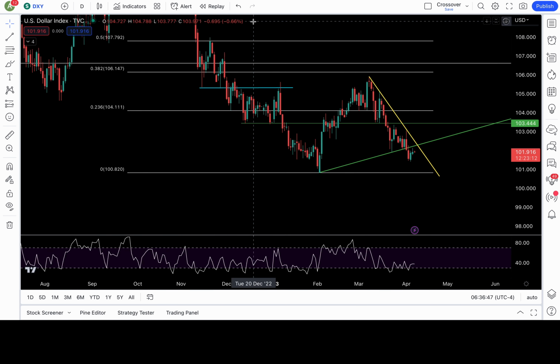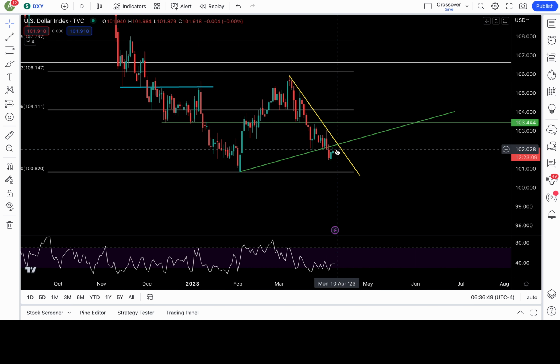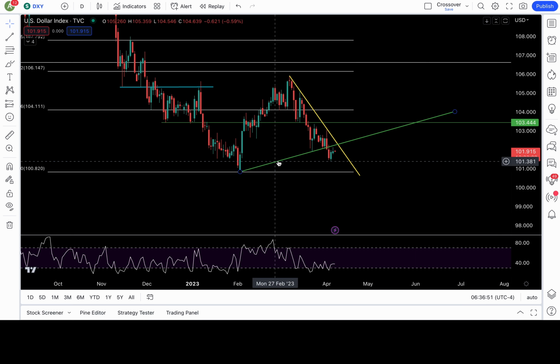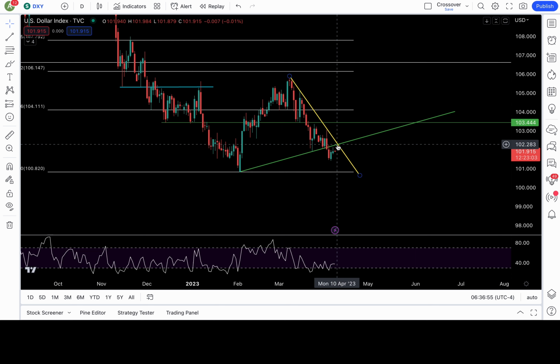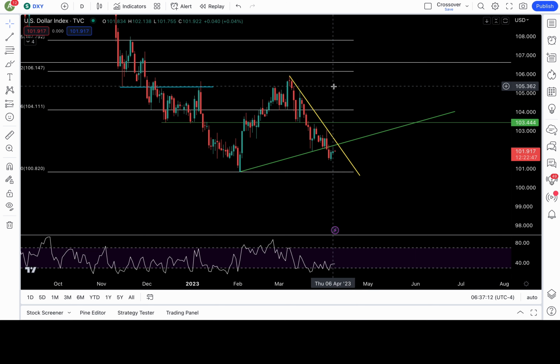DXY is basing a bit here. Still not recapturing that green trend line. So to be bullish, it needs to recapture that green trend line and break above this yellow trend line, which would need above 102.4. Above 102.4, maybe DXY can build some bullish momentum and push it back to the upside to 103.4, 104.1, maybe back to 105.3-ish as well.